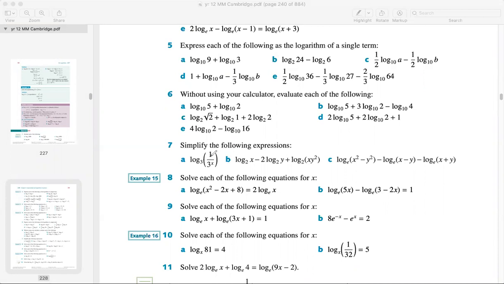And for this one, make sure you were not tricked by this weird expression. It simply just means log 3 to the negative x, so it's just like negative x, okay?